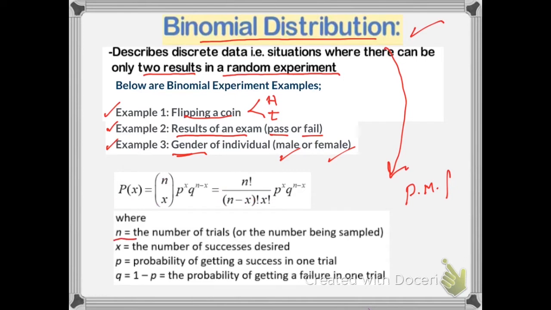N represents the number of trials, or how many times you want to repeat your experiment, or the number being sampled. X represents the number of successes desired, and this is actually our target. P is the probability of success. Q equals 1 minus p, and this is the probability of failure.